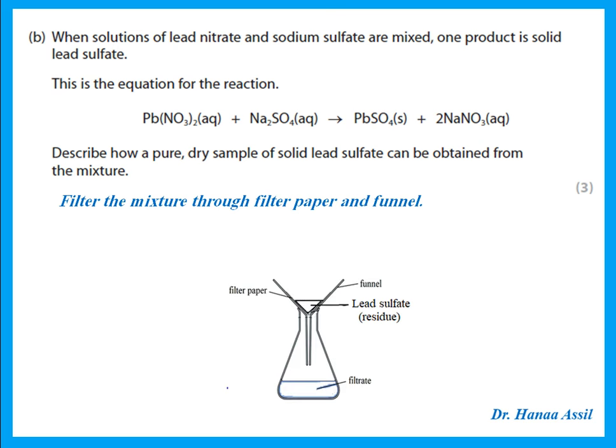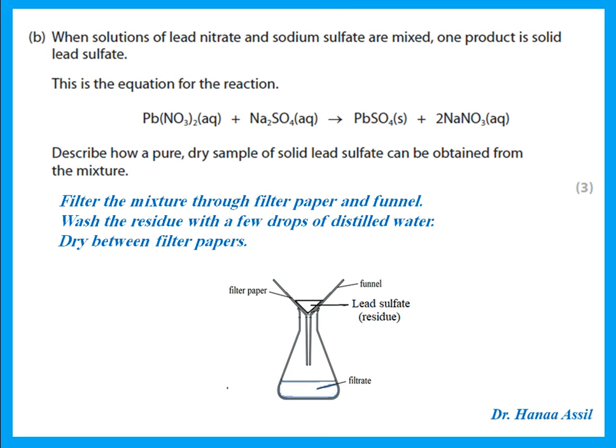If we filter the mixture like this, then the lead sulfate which we want is the residue in the funnel, in the filter paper. So I already separated the lead sulfate as a solid in the filter paper. What should we do next? Remember, we shouldn't do any crystallization of any kind. I already have my required solid in the funnel. All I need to do is wash the residue with a few drops of distilled water, dry between filter papers.